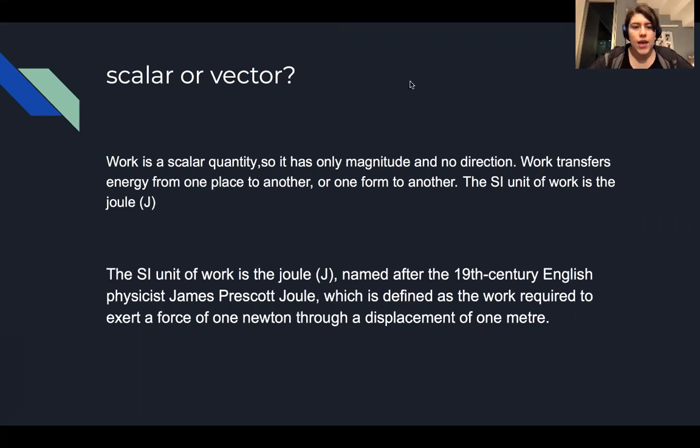Okay. If a force equals 10 newtons, and travels 2 meters, I'm going to write it like that, then W, work, is equal to F times S, which is 10 newtons times 2 meters, equals 20 joules.